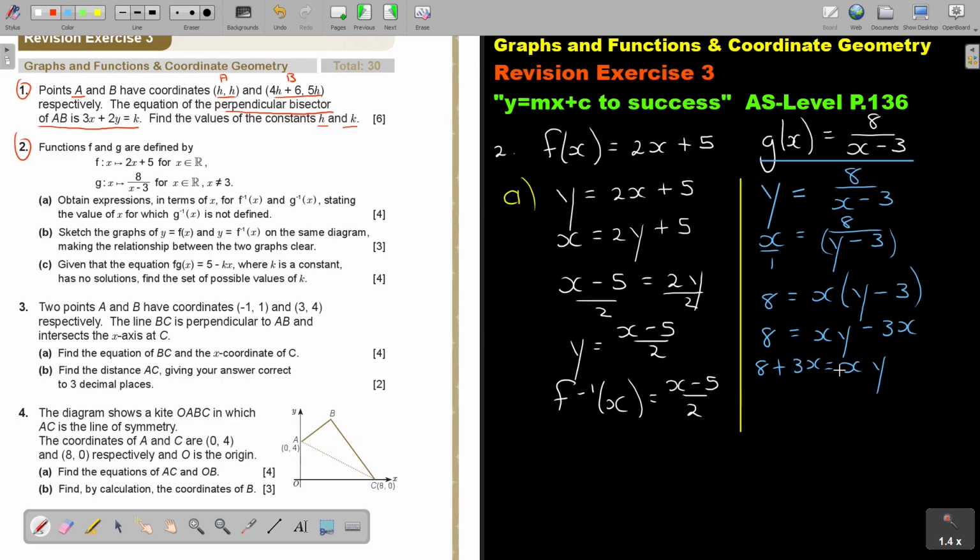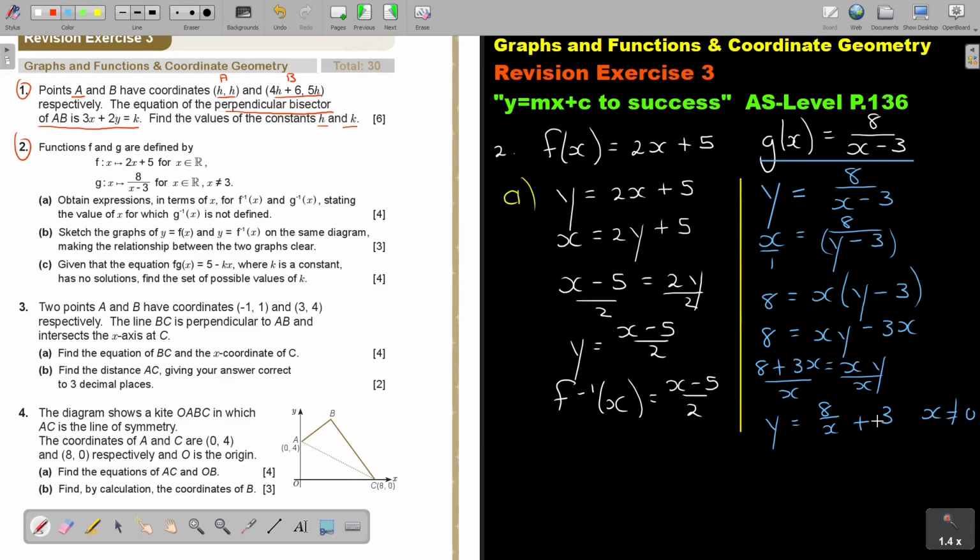And then I divide by x and I divide by x. So if I really want, I can write it as 8 over x plus 3x over x, so the x's will cancel, so plus 3. And I say x cannot be 0.